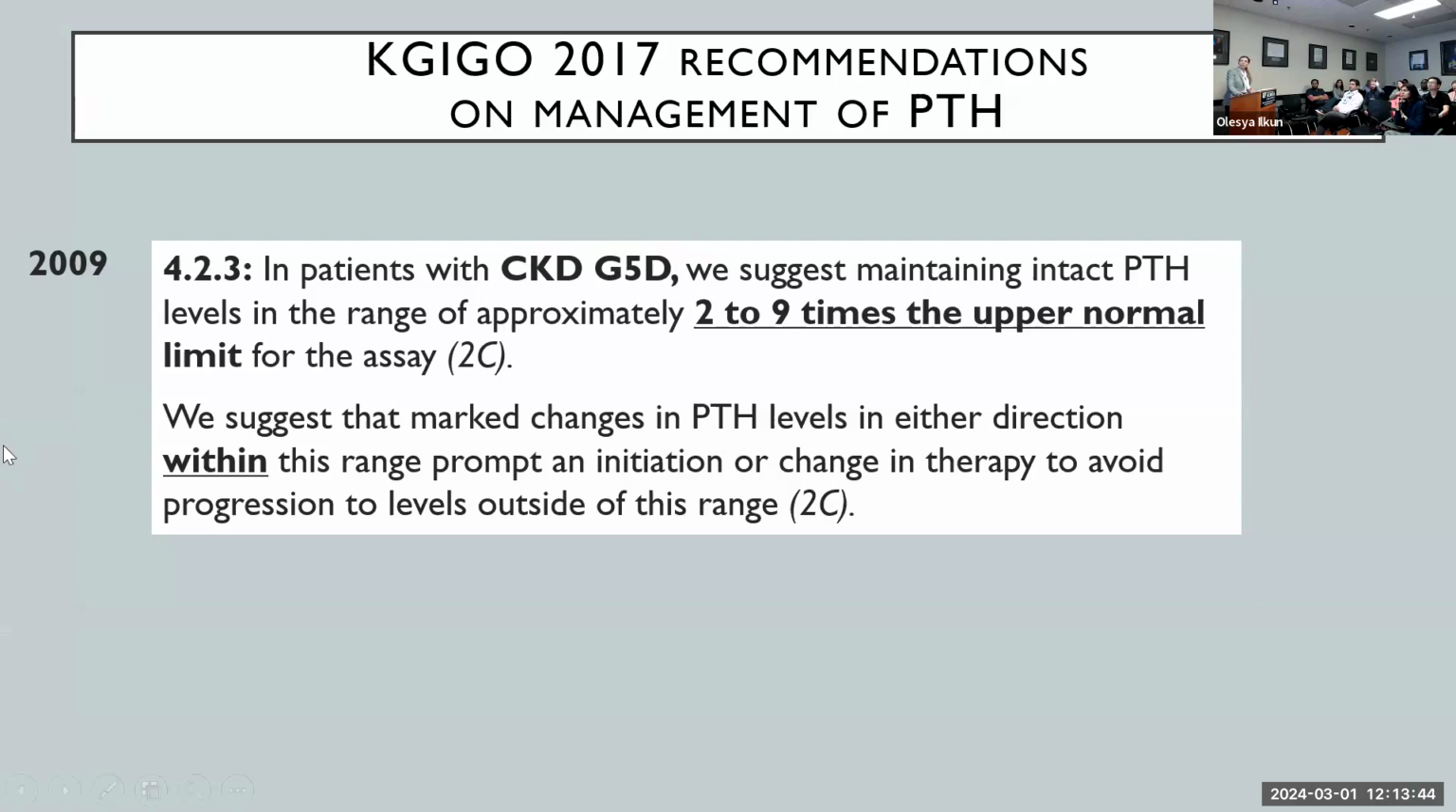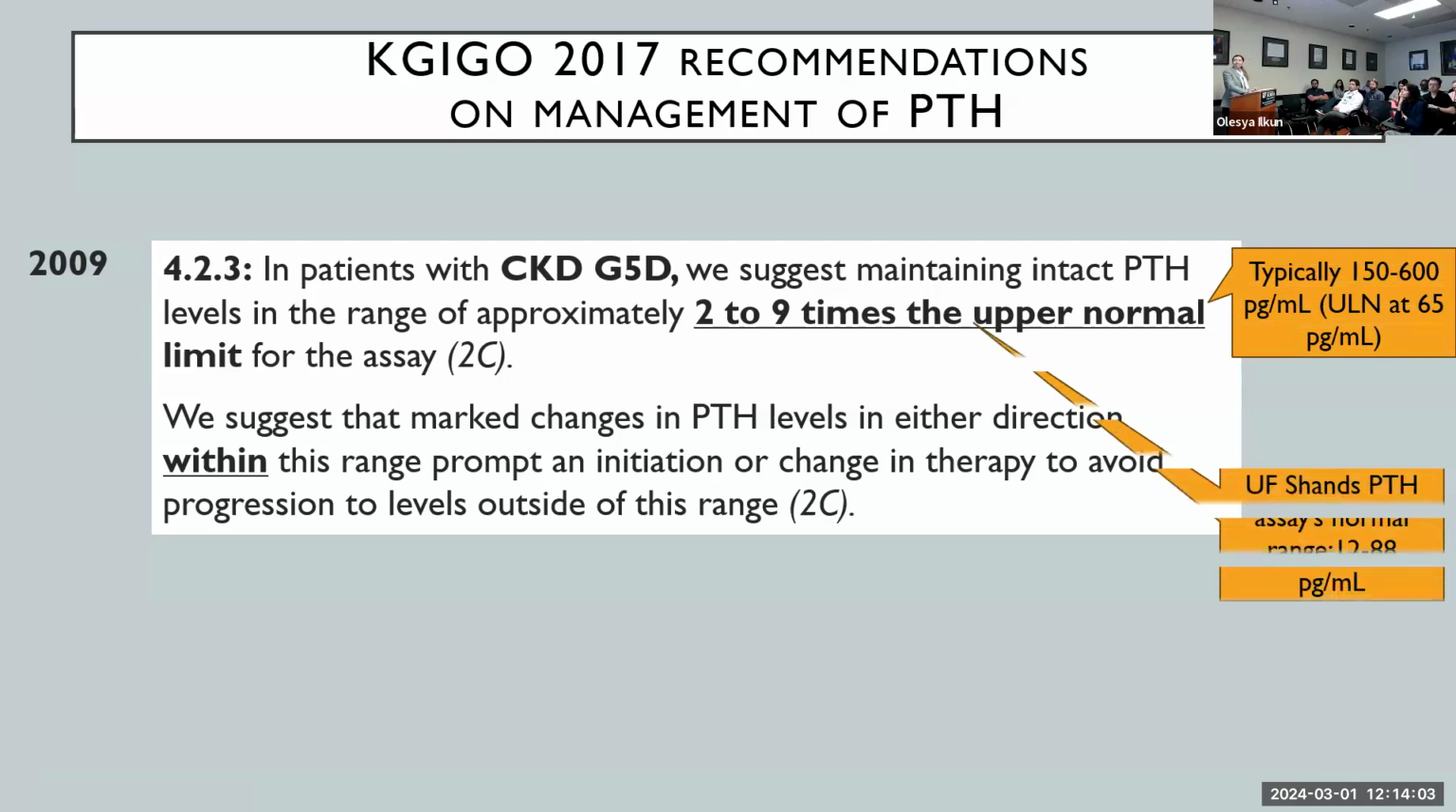And then they suggest that any marked changes in PTH within this range should prompt either change in therapy or initiation. Why is this a big deal? Most labs have an upper limit of normal at 65, which gives us the standard range we all know, 150 to 600. UF Shands has a different standard range. It has 12 to 88 picograms per milliliter. And I'll come back to it in the next slide.